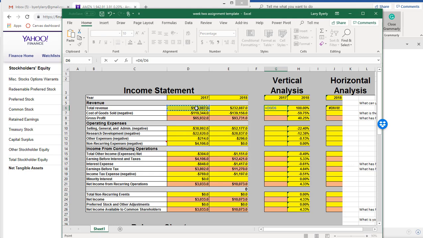So there is a trick to this, and if you look at your keyboard and find F4, if you click on F4 one time, look what happens to the denominator here. It put dollar signs before the D for the column and before the 6 for the row. So what this is going to do then is every time you copy this formula, it will take whatever's in D, whatever's in this line, and it will divide it by D6.